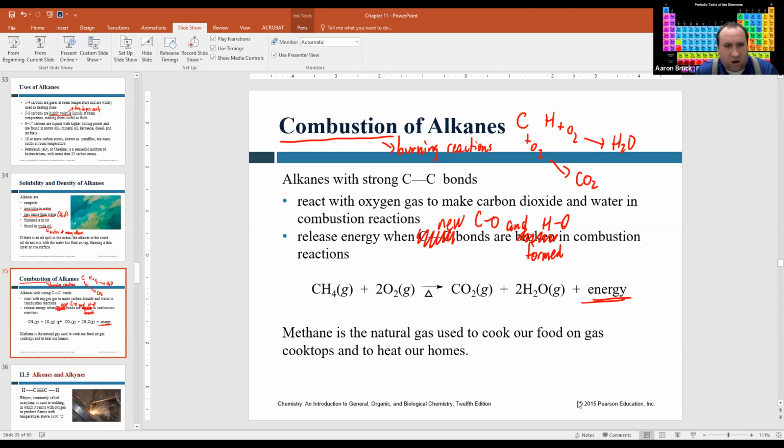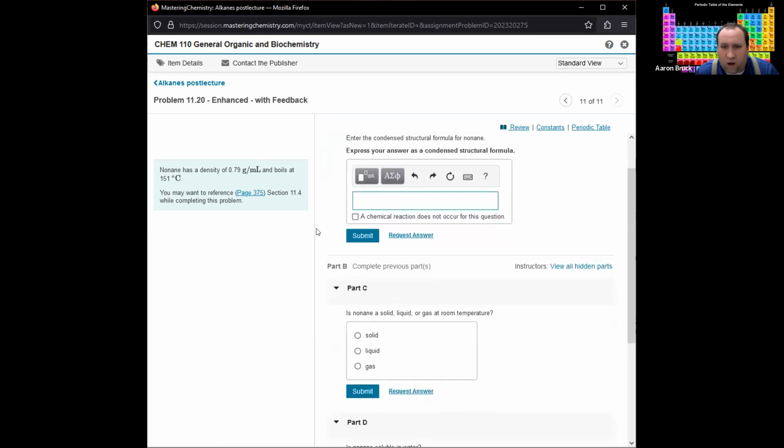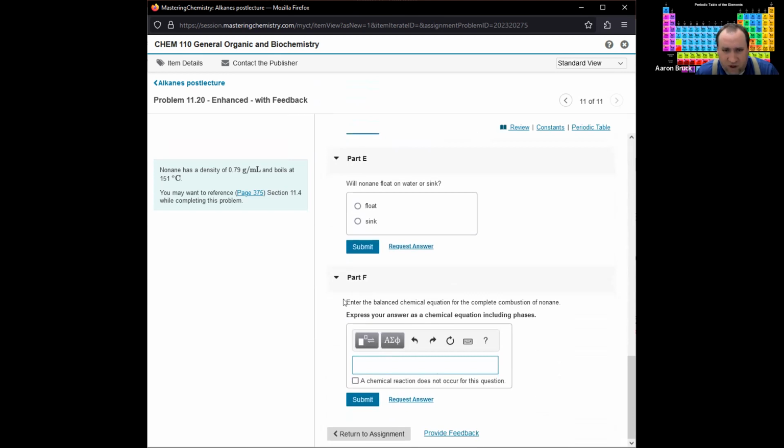And so I did want to draw your attention. This is the last question in your analysis, in your post-lecture here. And for the most part, it's relatively straightforward. It's a lot like the other questions in the assignment, with one really important difference. This last part here: enter the balanced chemical equation for the complete combustion of nonane.